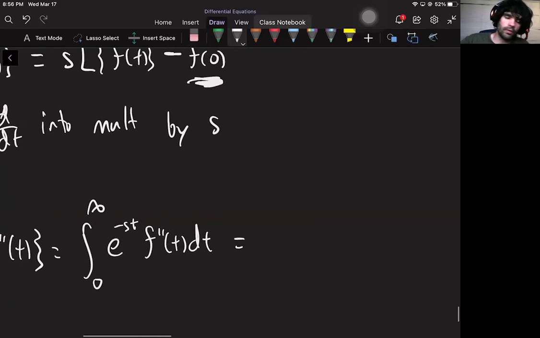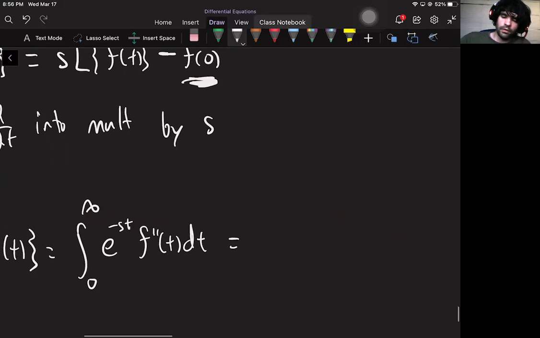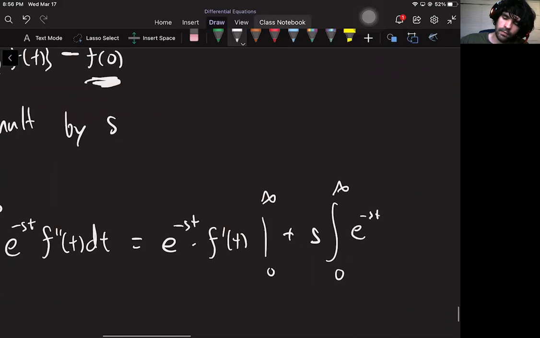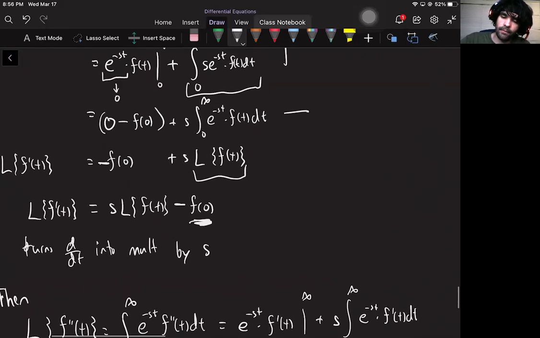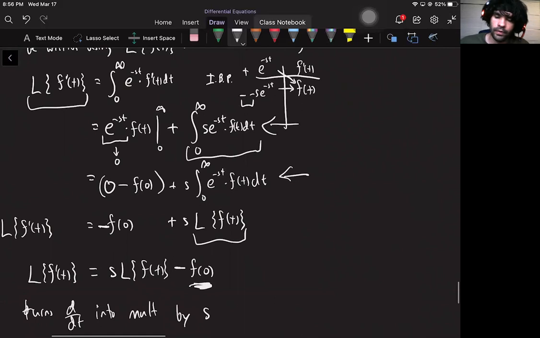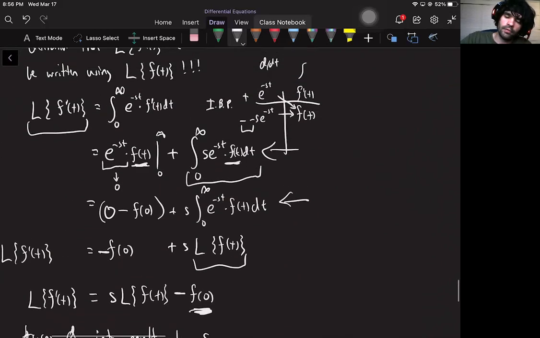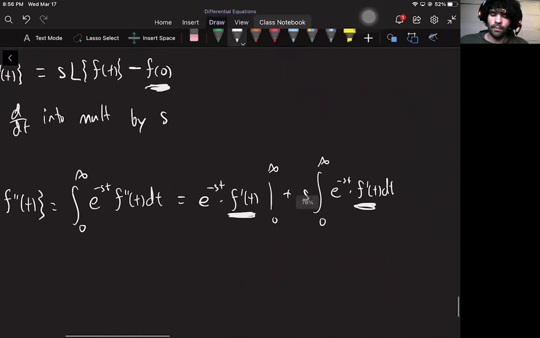You can use integration by parts the same way as before. So you're going to end up with this, and then you're going to do the integral of the f double prime and that just leaves you with f prime from 0 to infinity. And then you're still going to have this s times the integral from 0 to infinity of e to the negative st, but now this is f prime of t. It's the same pattern as up here, because now I'm one derivative up from last time. Last time it was just f of t, now it's f prime.